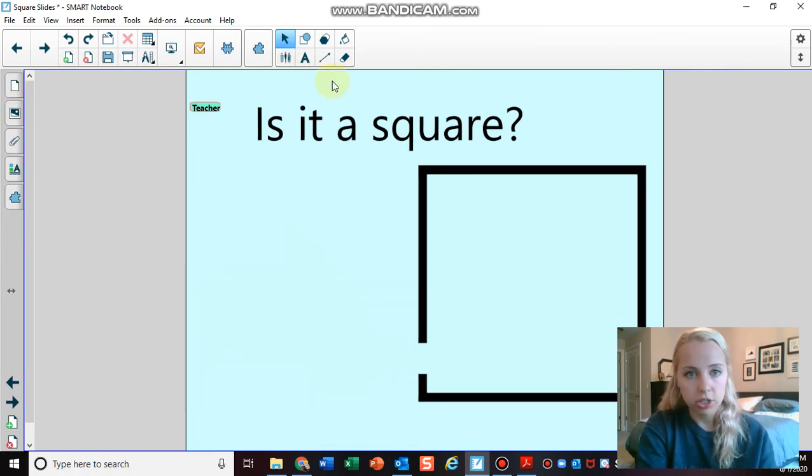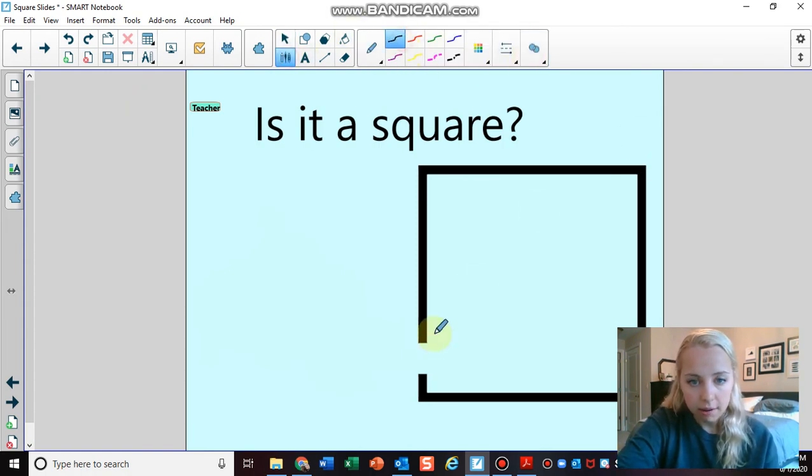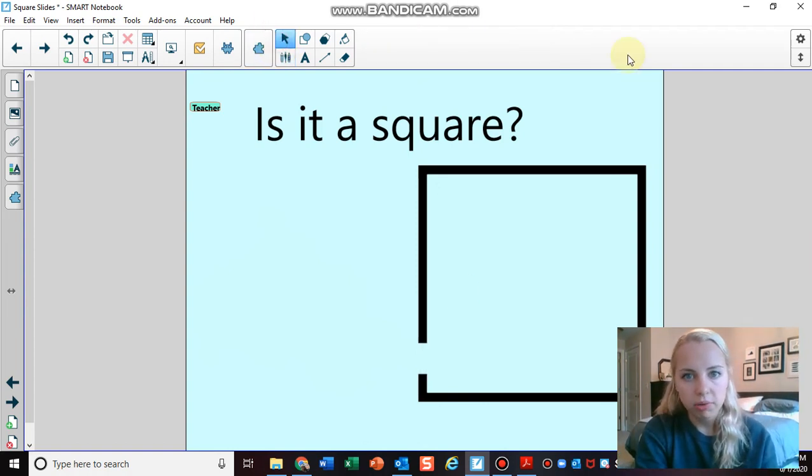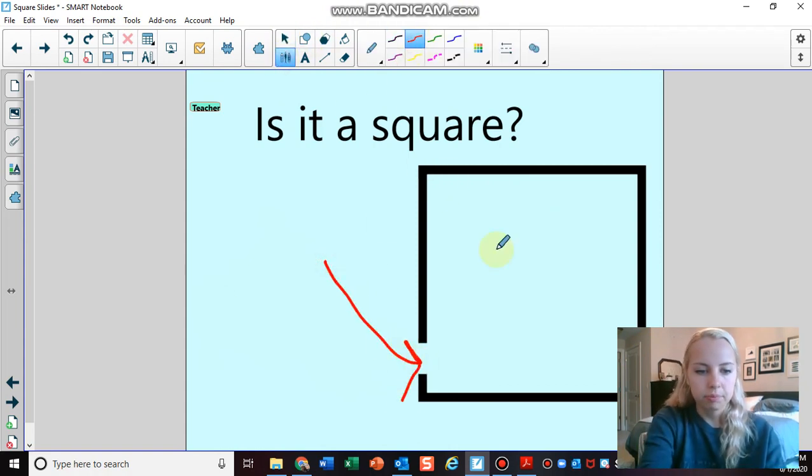Now remember yesterday I said a shape cannot be a shape unless it is completely filled in or connected on the sides. So if I were to go around with my pencil and fill this in, this would be a square. But if I left the opening, this would not be a square because we have this opening right here.